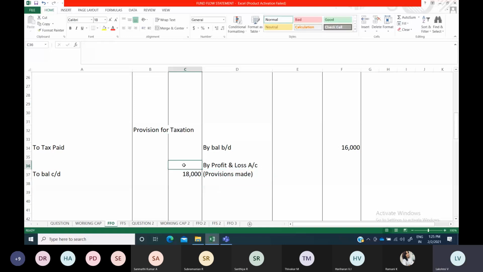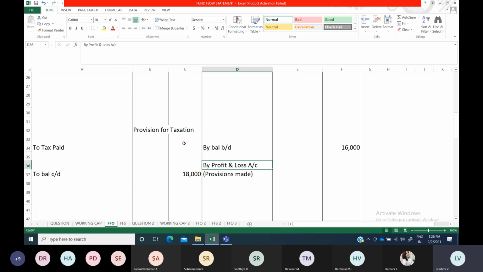Okay, so this is the format for preparing the provision for taxation account. Opening balance will be entered on the credit side, closing balance on the debit side. These two pieces of information will be available under the balance sheet liability side in the question. One of these two items will be given in the additional information.